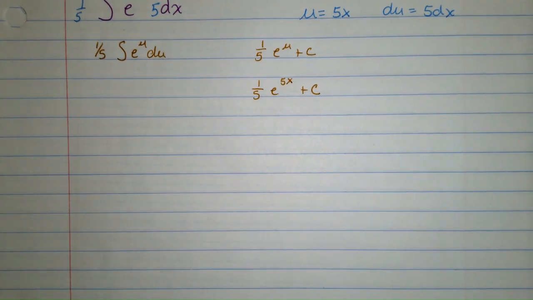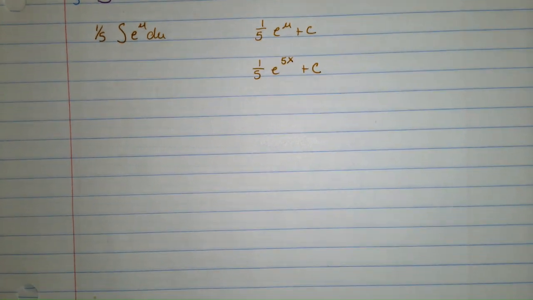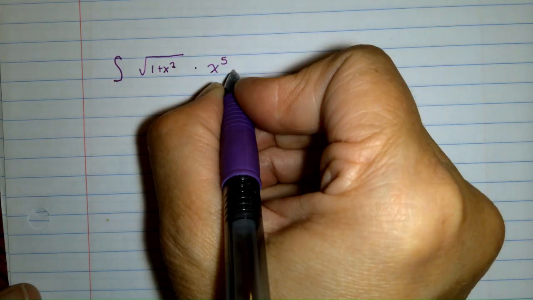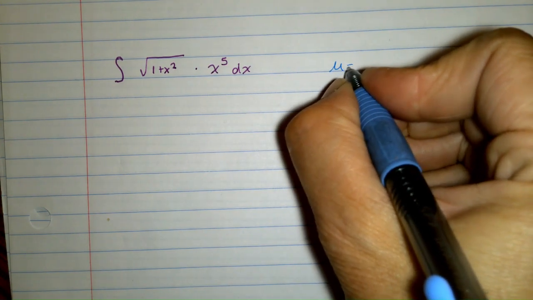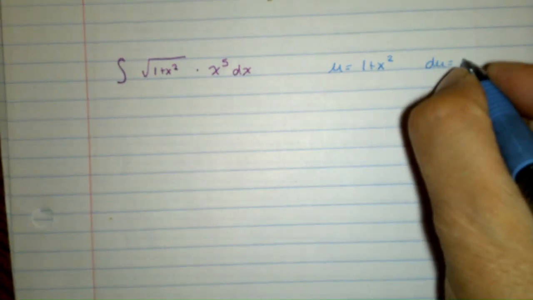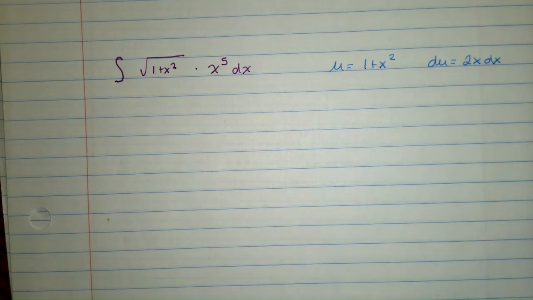All right, now we're going to get creative. And that's sometimes what this is about, your creativity. So I have the integral of 1 plus x squared multiplied by x to the 5th dx. Okay, my u has to be 1 plus x squared because that's what's inside something else. So my du has to be 2x dx.